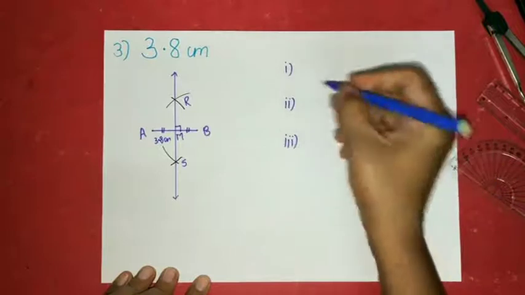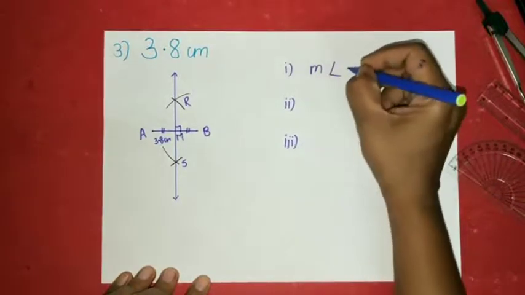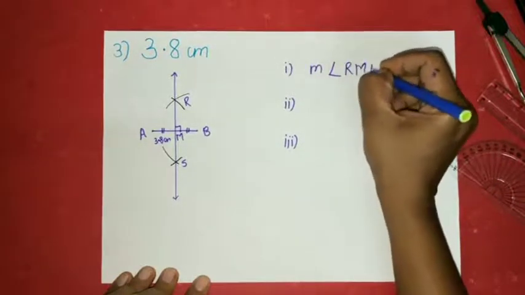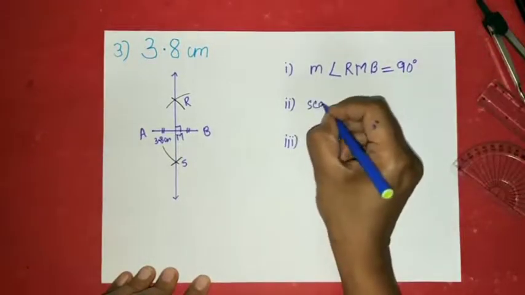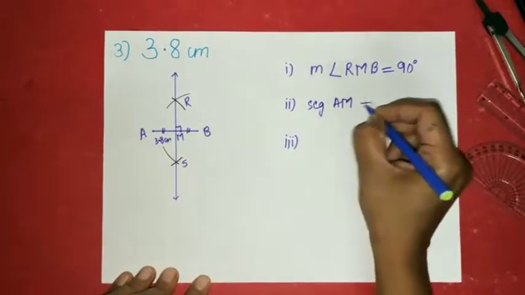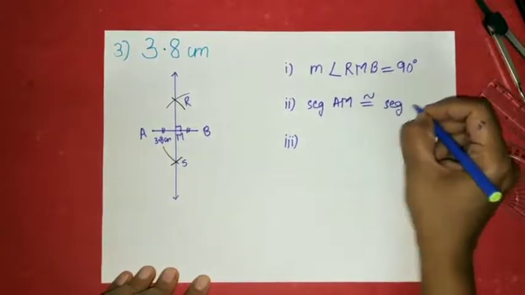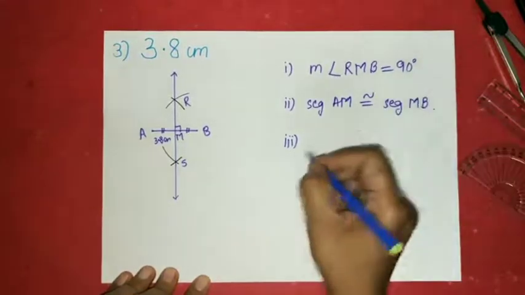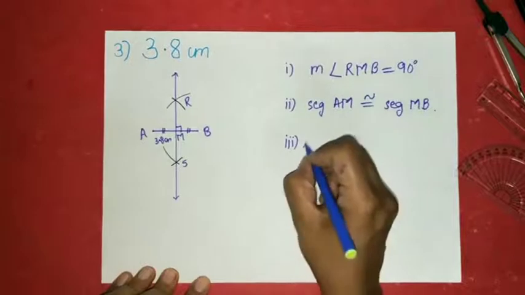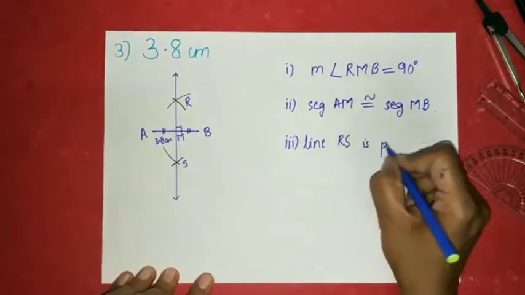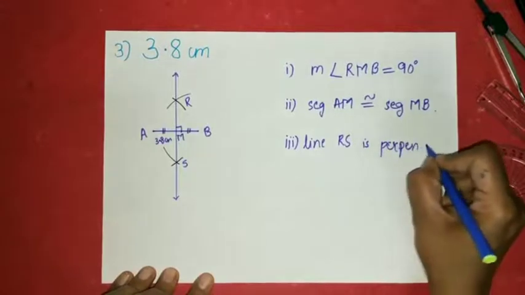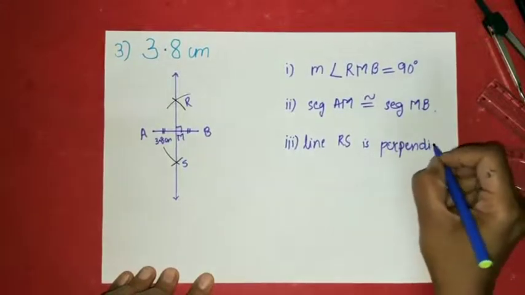So from here we observe that measure angle RMB is 90 degrees. Segment AM is congruent to segment MB, and therefore we can say that line RS is perpendicular bisector of segment AB.